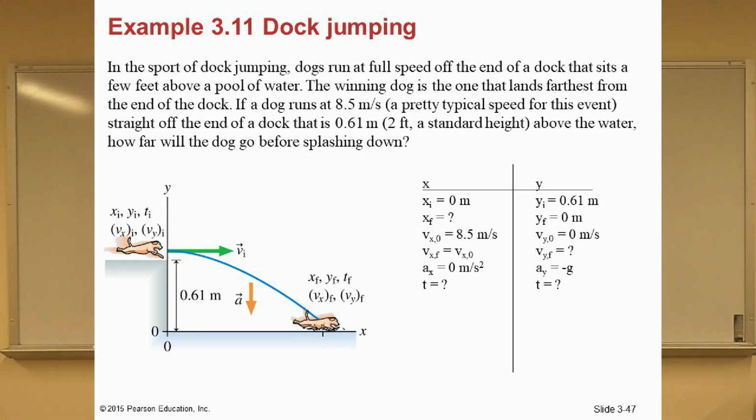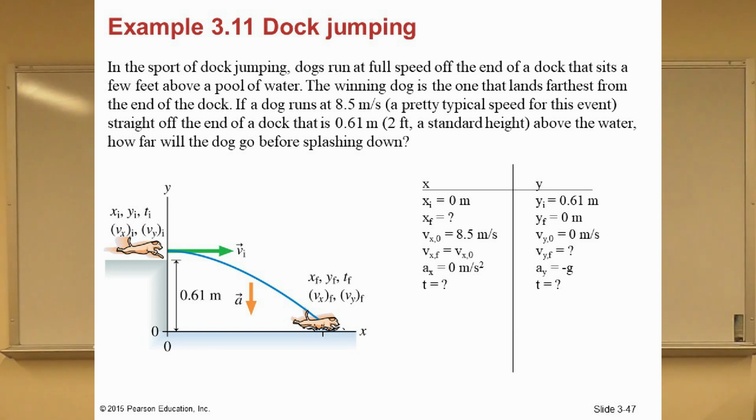So, example 3.11, which is the dock jumping example. We have a dog who's jumping off a dock. He runs full speed off the end of the dock and jumps into the water. Now the dock is, in this case, 0.61 meters above the water. And we're told the winning dog is the one that lands the farthest from the end. So we're given an initial velocity here. It's important to note that this is in the x direction, initial velocity in the x direction. It goes straight off the dock, that is horizontal.